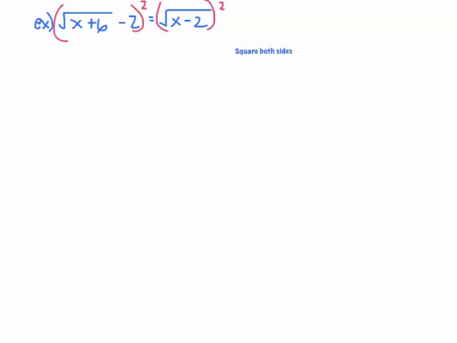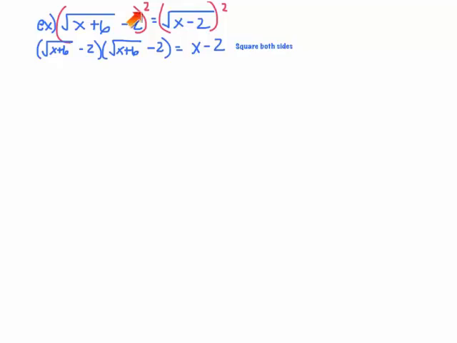I have the square root of x plus 6 minus 2 times the square root of x plus 6 minus 2 equals, and then this side, the square root squared, just the inside of the radical comes out, so equals x minus 2. Because we squared a binomial, we have to write it out twice, and now we FOIL. Okay? So let's FOIL this. The square root of x plus 6 times the square root of x plus 6 is the same thing as the square root of x plus 6 squared, so that's just x plus 6.